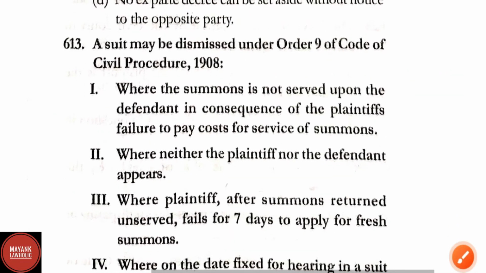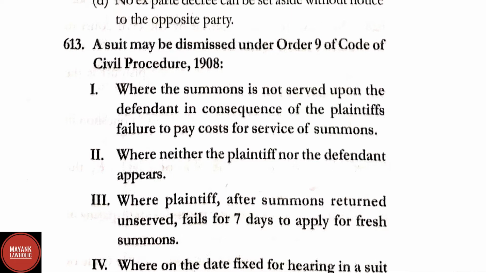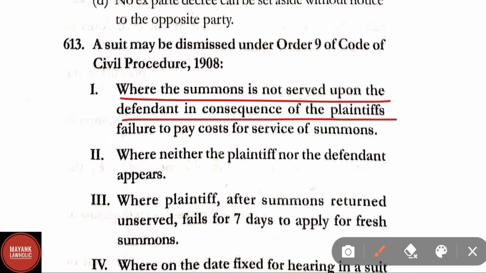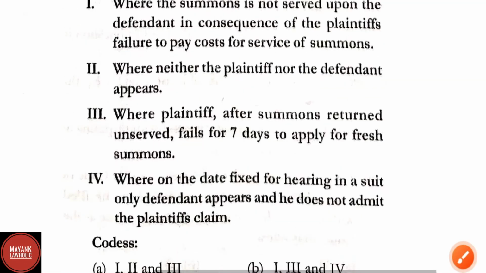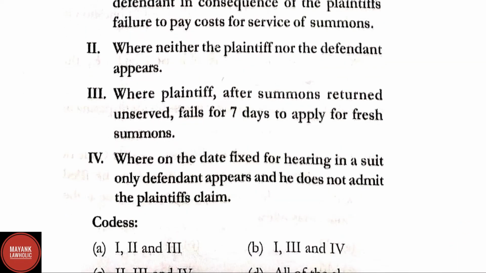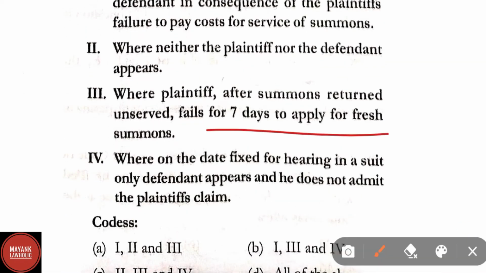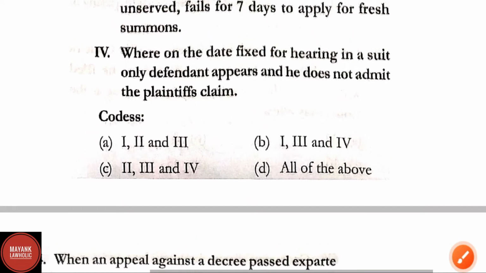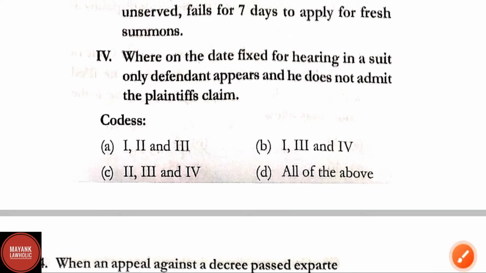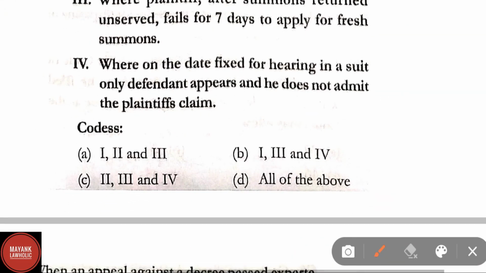Question number 613. A suit may be dismissed under Order 9 of the CPC, where the summons is not served upon the defendant in consequence of the plaintiff's failure to pay cost for the service of summons, where neither the plaintiff nor the defendant appears, where the plaintiff, after summons returned unserved, fails for 7 days to apply for the fresh summons, where on the date fixed for hearing in a suit only defendant appears and he does not admit the plaintiff's claim. Here correct answer, in question number 613, is option D, that is all of the above.